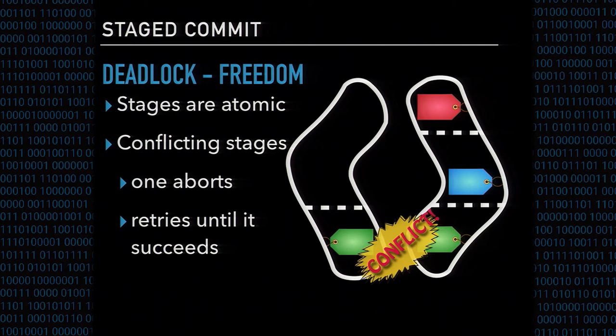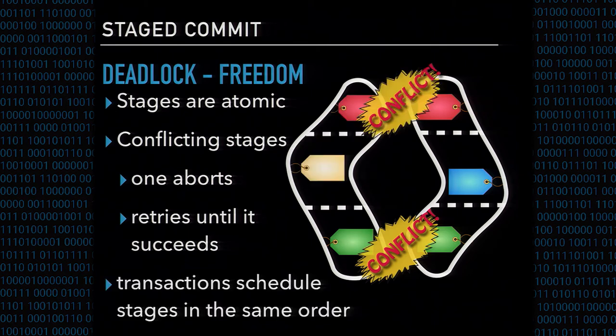In terms of deadlock freedom, this kind of conflict will trigger some kind of abort in one or the other of the stages, and it will retry until it succeeds. Meanwhile, the other transaction, which doesn't abort, will be pre-committed and get to move on. Eventually, it will commit, and the transaction which had to abort will get its turn.